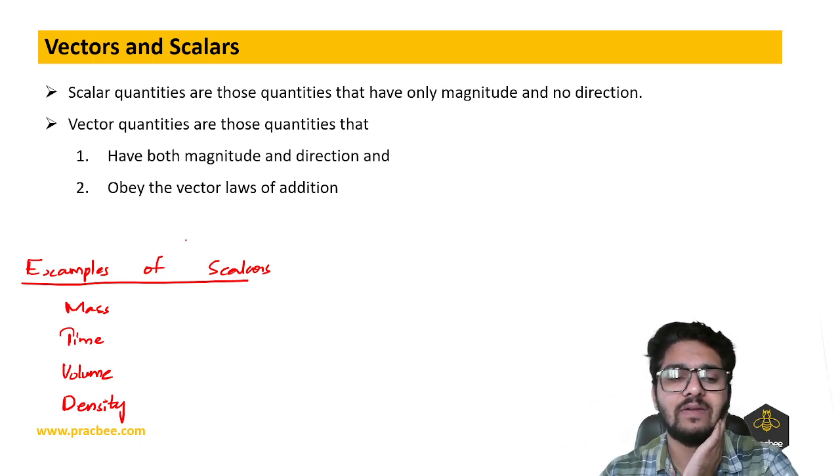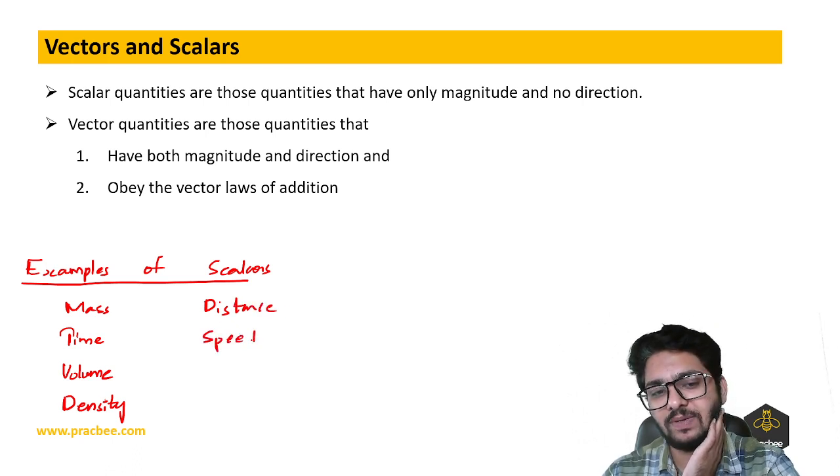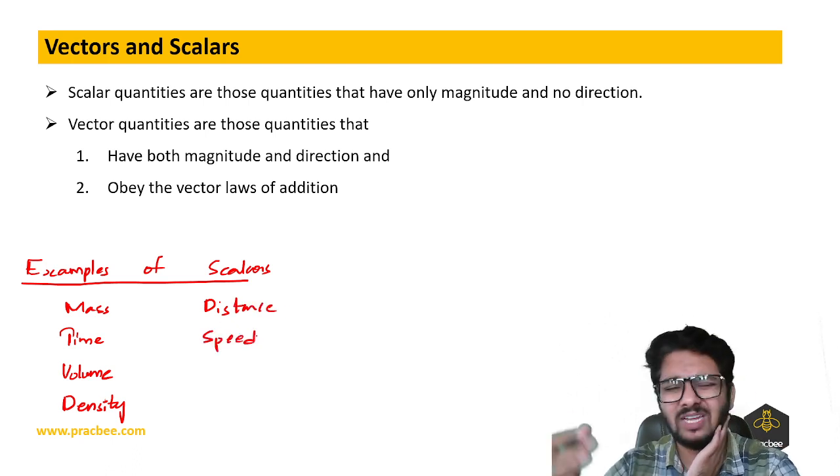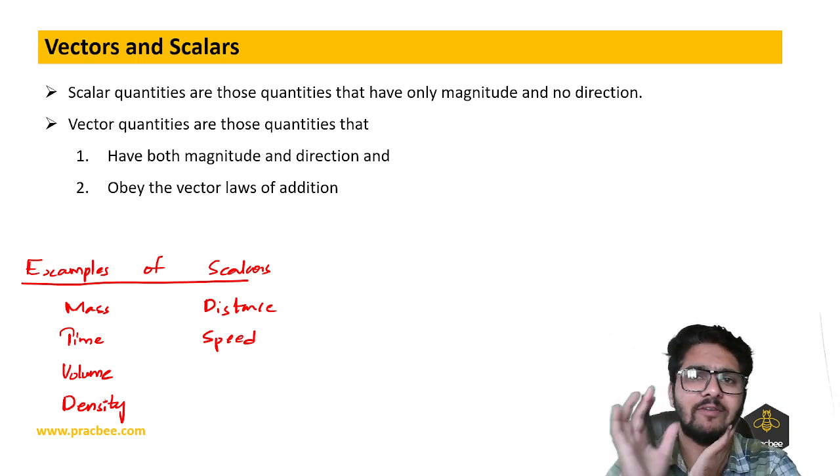Then again, obviously we have others as well. We have distance, we have speed, right? Distance and speed are also some examples of scalars. There are many more examples, but I'm only giving you a few.